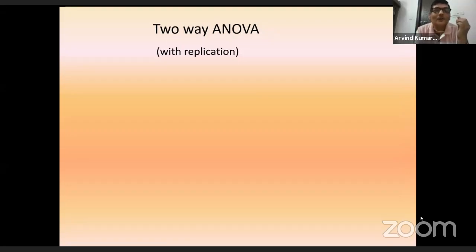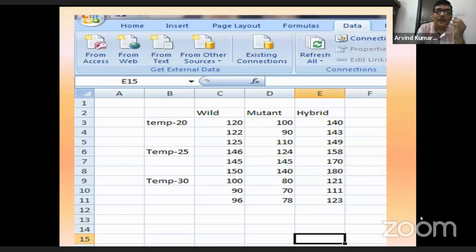Okay then. So now it is the final phase, two-way ANOVA with replication. In this case, what I'm going to show you is that suppose you have repeated the experiment. You have done this experiment thrice. So with replication means we have done it at different times, during different periods of time, but exactly the same parameters were taken, or you have taken an average number by doing this experiment three times.